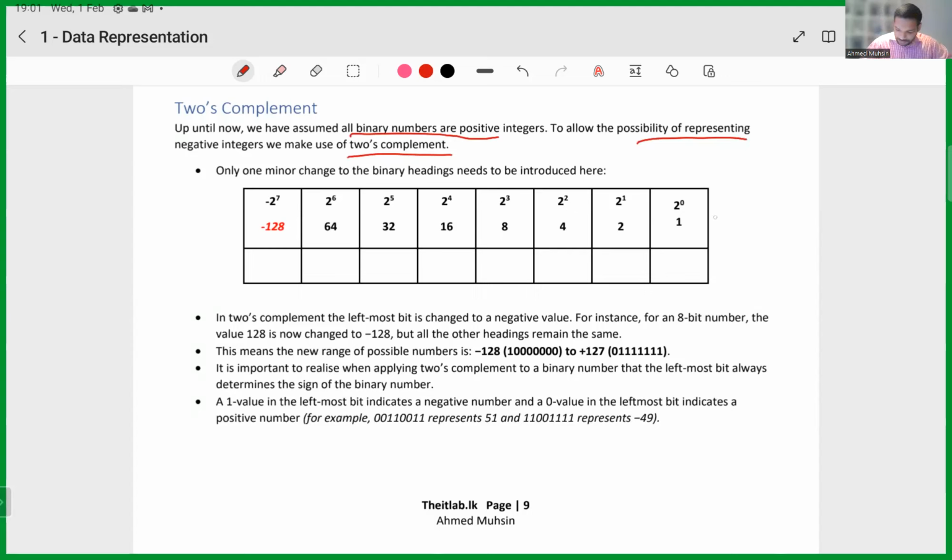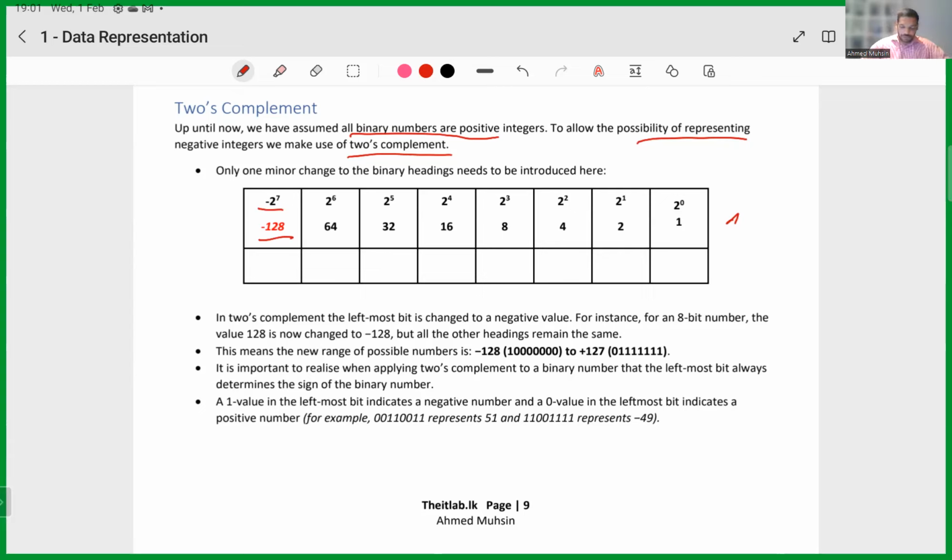Over here, we have our position value table. But there is one change that we make in a 2's complement position value table. Since we are now dealing with the topic of 2's complement, we make only one minor change, which is the last one, 2 to the power of 7: the position value is minus. It becomes minus 128. Everything else remains as it is. It is only the 8th bit that becomes minus 128.